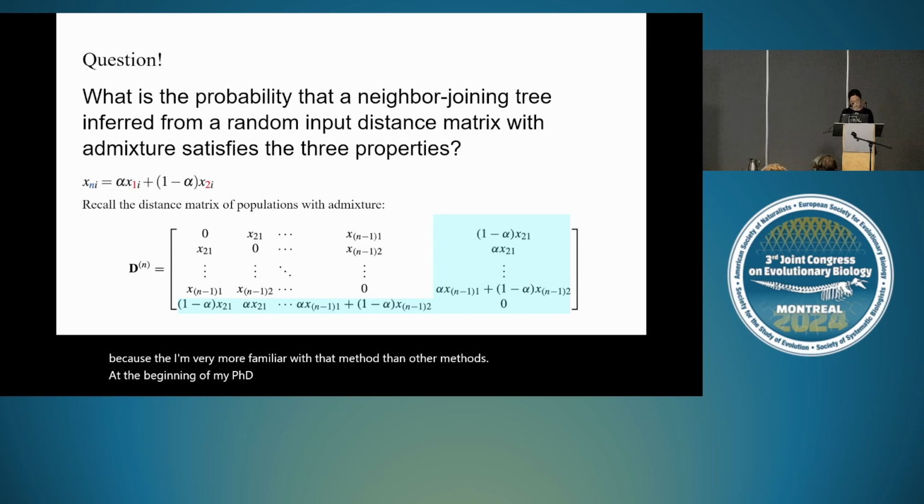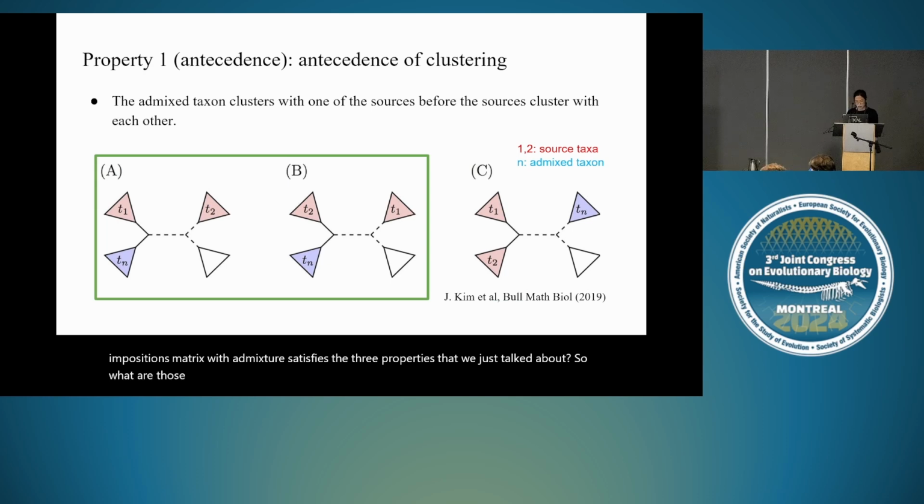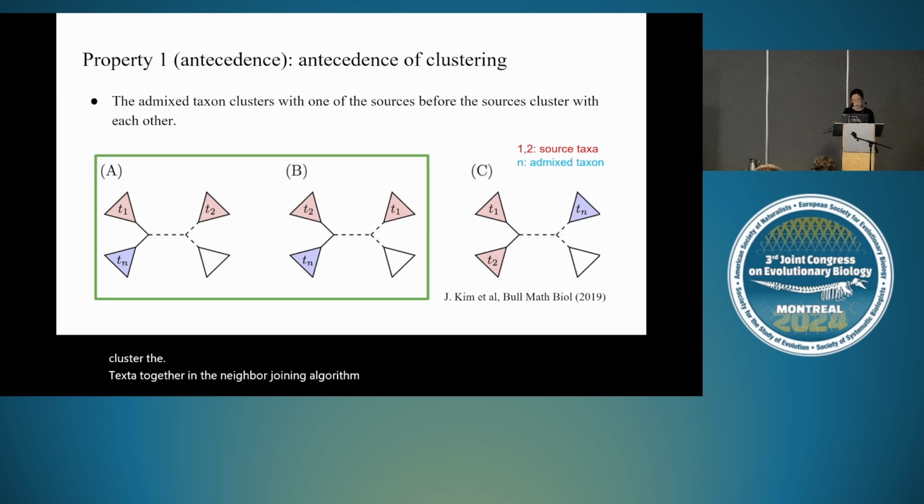So what is the question that we are concerned about? The question is, what is the probability that an arbitrary neighbor joining tree inferred from an input distance matrix with admixture satisfies the 3 properties that we just talked about? So what are those 3 properties? First, we have antecedents. There are 3 ways we can cluster the taxa together in the neighbor joining algorithm, and these are listed as A, B, and C.